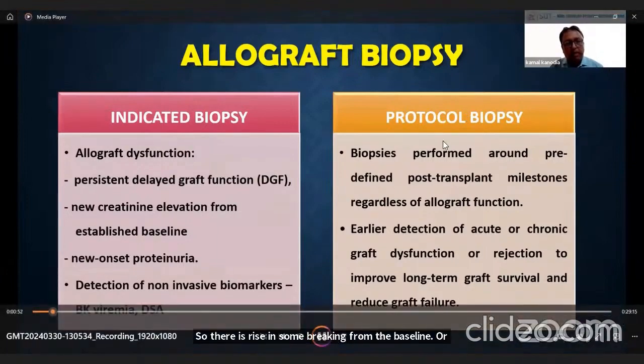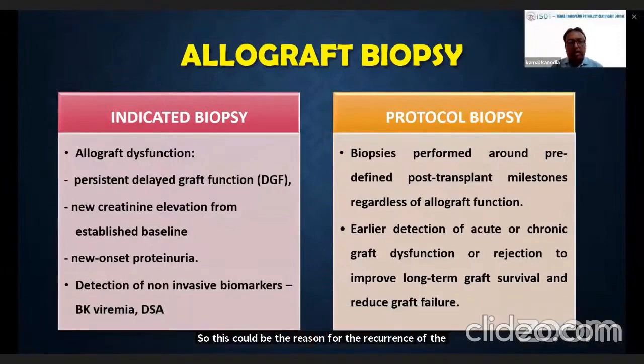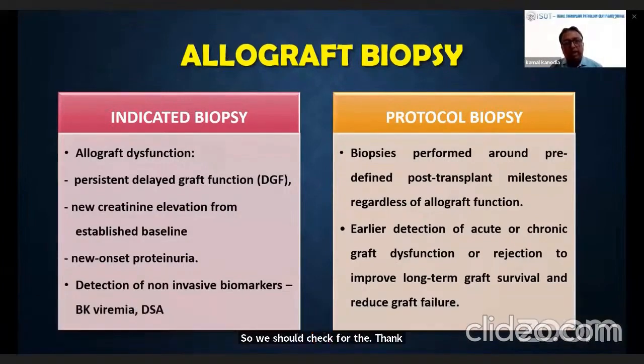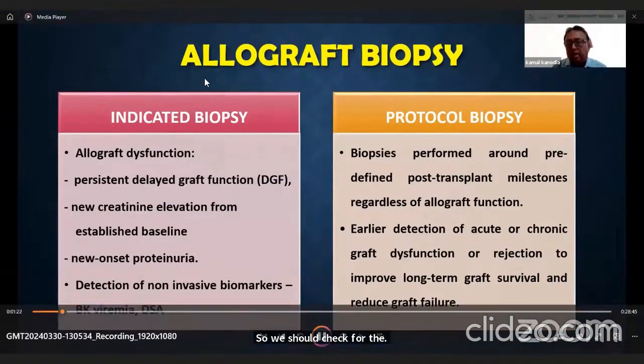This could be the reason for the recurrence of the disease or sometimes chronic rejection that can lead to the proteinuria. Sometimes there are always chances of detection of the non-invasive biomarkers like BK viremia. This is again an indication for BKV nephropathy, or sometimes we detect the donor-specific antibodies. So we should check for antibody-mediated rejection. So these are a few indications for the indicated biopsies.